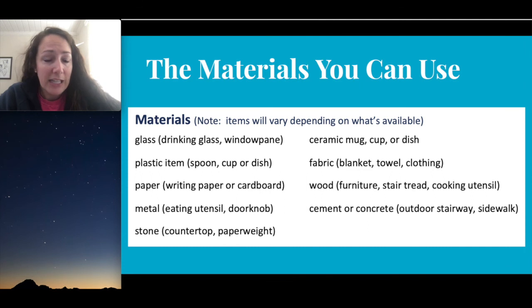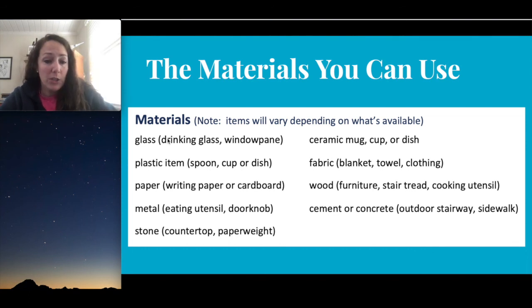And then finally, here's some of the materials that you can use for this experiment. For glass, you can find a drinking glass. You can look at your window pane. Plastic items can include plastic spoons, cups, dishes. You might have some plastic ones. A lot of toys, paper, obviously paper, metal, your forks and knives and spoons, a doorknob, the hinges on your door. There's lots of metal around you. You just have to look.